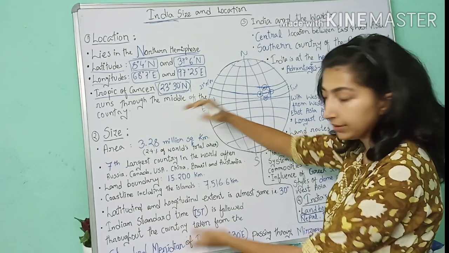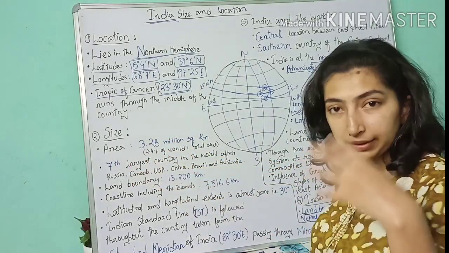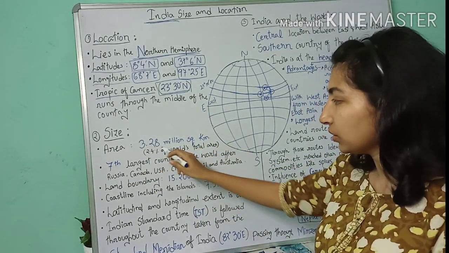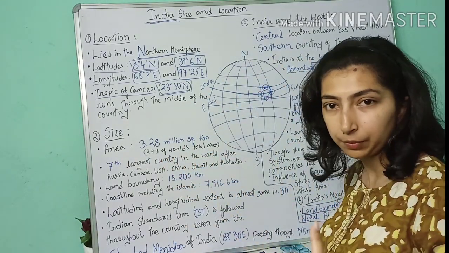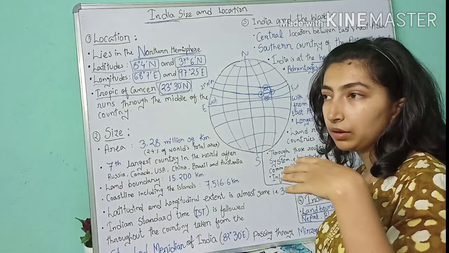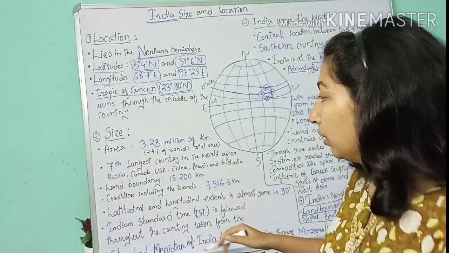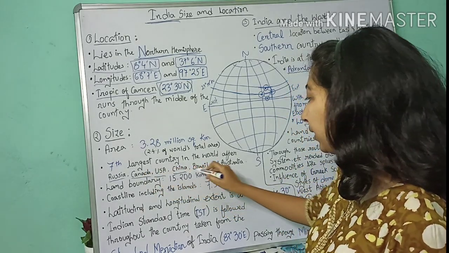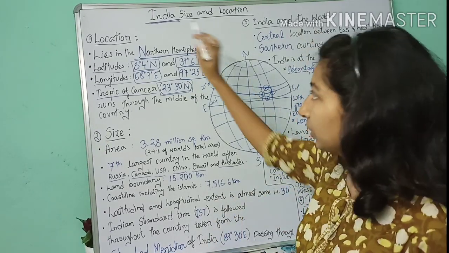Now come to the size. India's total area is 3.28 million square kilometers, which is roughly 2.4% of the world's total area. Okay, and it's the 7th largest country in the world, and the countries which are bigger than India, according to size, are Russia, Canada, US, China, Brazil, Australia. Okay, and after them comes India.